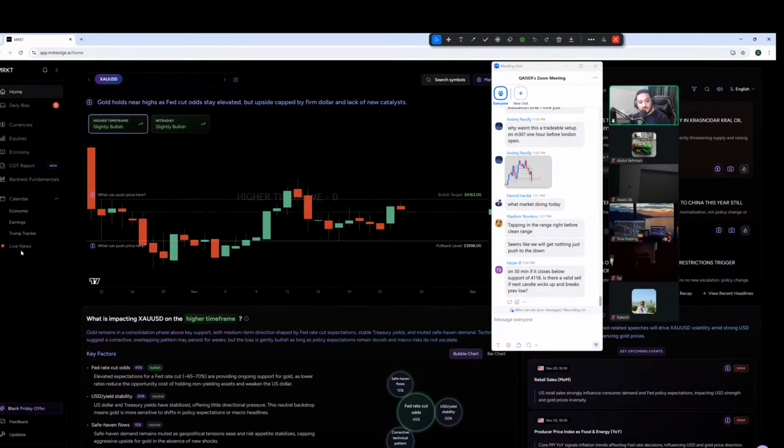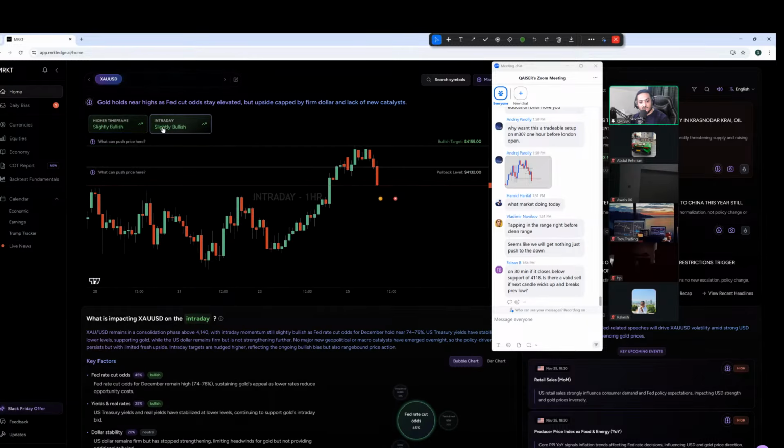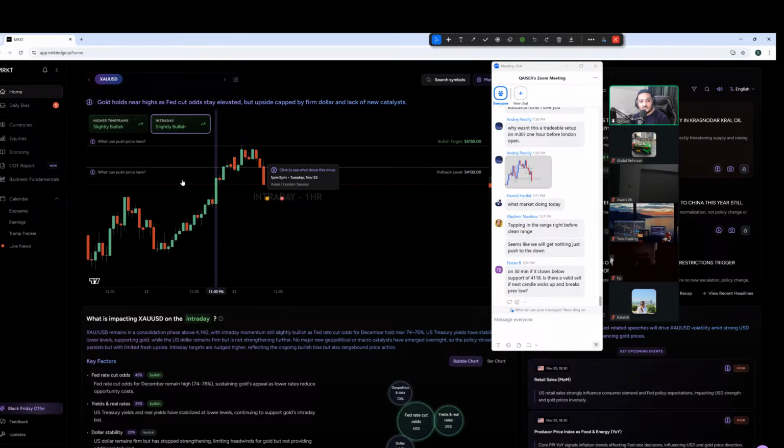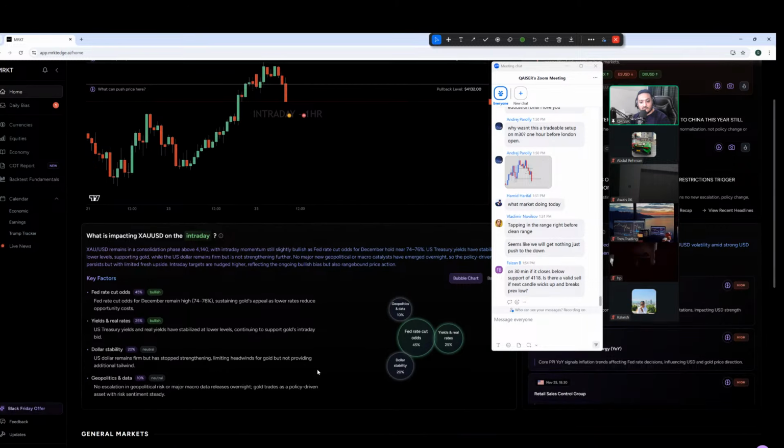Let me see if any news is coming up. Intraday. Wow. Pullback level. Okay. I think it's just grabbing the liquidity. Still, they're telling us the Fed rate cut odds are like 45%.